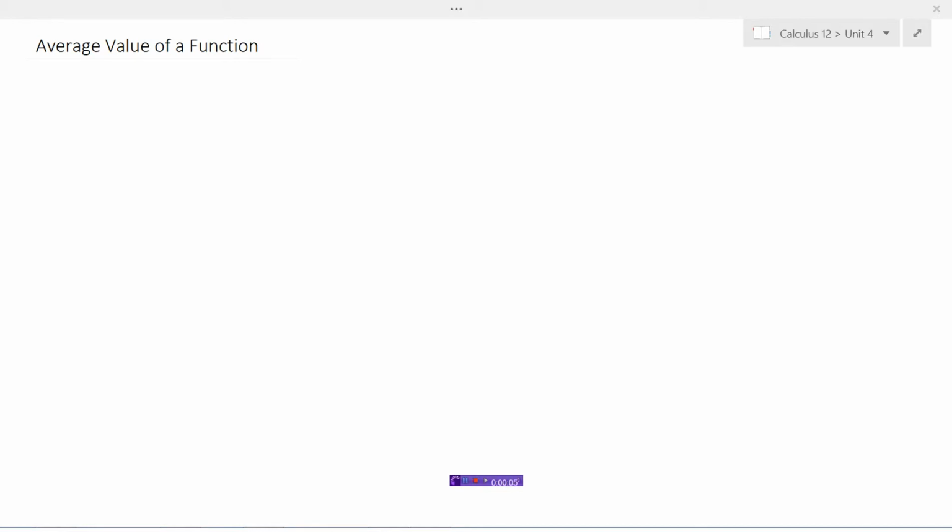We're going to take a look at how we can use integration to help us find the average y value of a function. So we know a couple of things. The area of a rectangle is base times height. And we know that you can find the area under a curve by integrating the function. Let's just draw a little picture of something here.